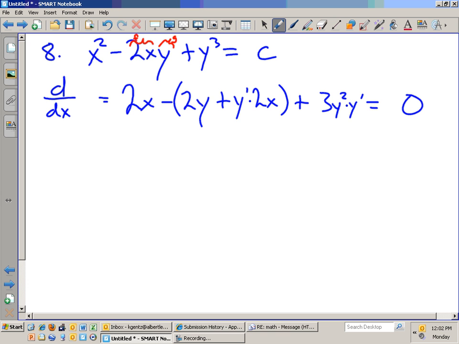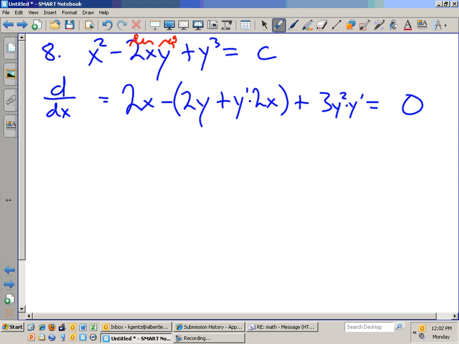I mean, we kind of freaked out about it. It really isn't that bad, is it? The product rule is actually pretty nice. If there's one I don't like, I guess it's probably the quotient rule. I get tired of that one. But the product rule is pretty nice.